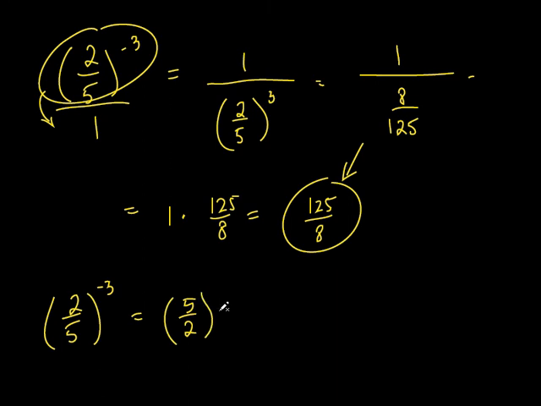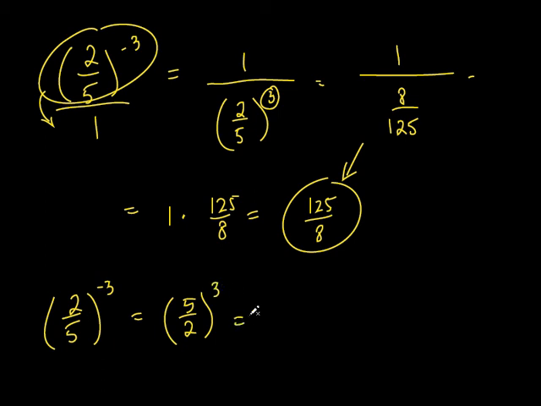Now, if I flip it, remember I did this? I flipped it down to the bottom. What did I do? I changed it to a positive exponent. But I'm just going to flip it within this fraction right here. I'm just going to take the 2 over 5 and flip it, 5 over 2. So instead of to the negative third, what's it going to be? To the positive third. You see that?